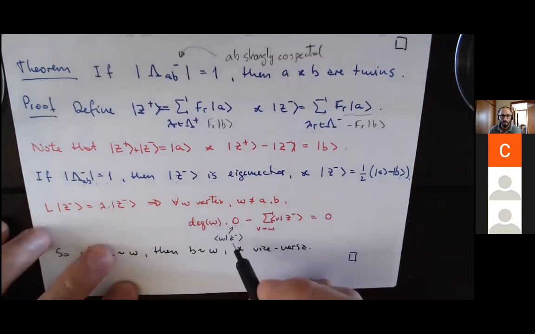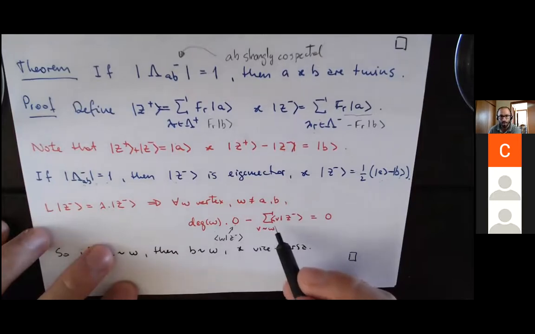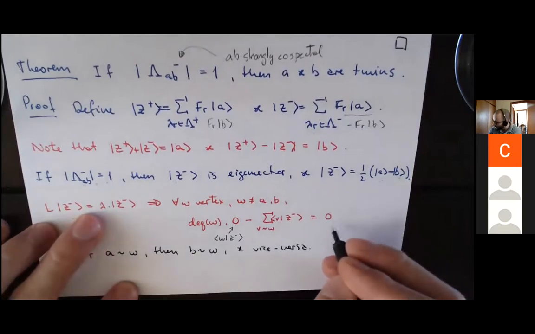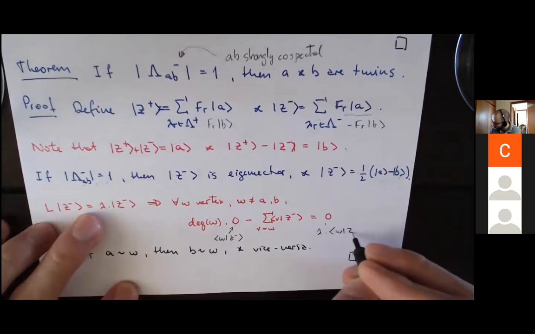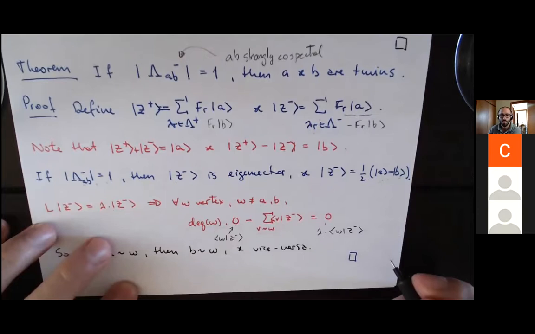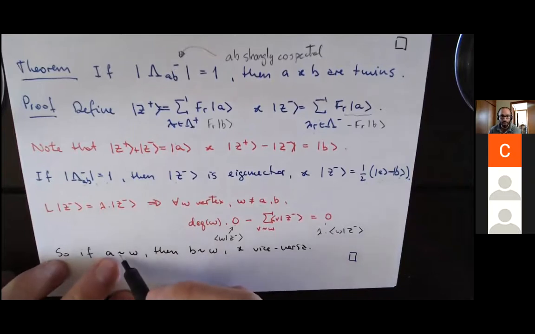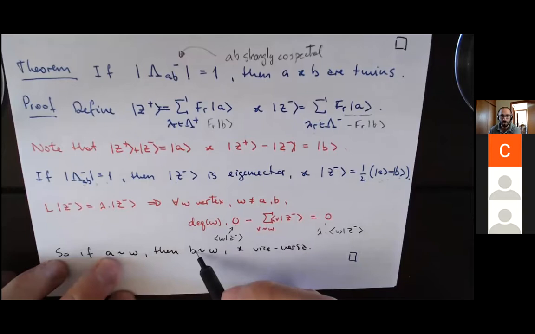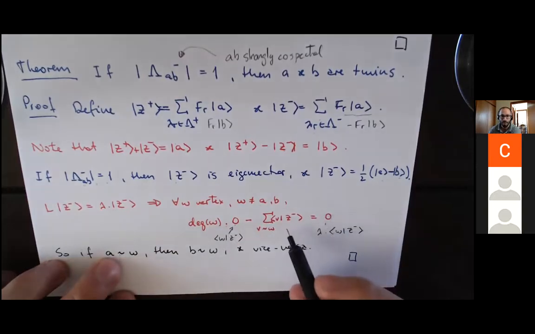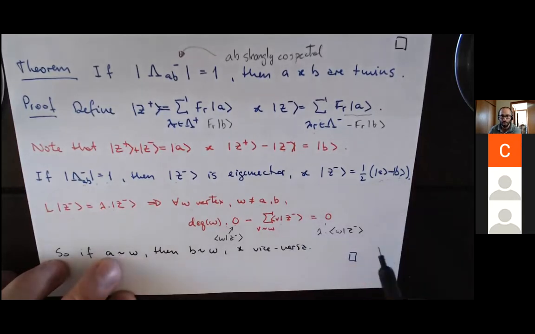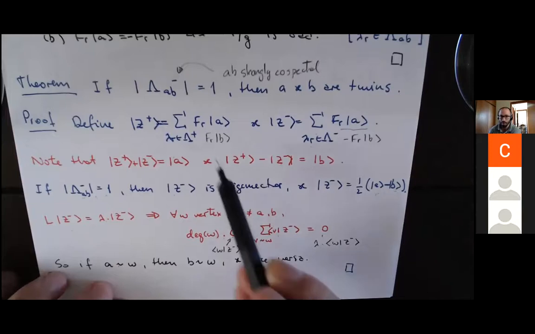So the degree of W times its corresponding entry in ket z minus, minus the corresponding entries over the neighbors of W, is actually equal to 0, because this 0 here is lambda times the corresponding entry of W in z minus. And this is 0. So if A is a neighbor of W, it must be that B is a neighbor of W and vice versa. I have 0 here, 0 here, and therefore, if one of these entries is non-zero, there must be another one. And the only possibilities are either A or B.